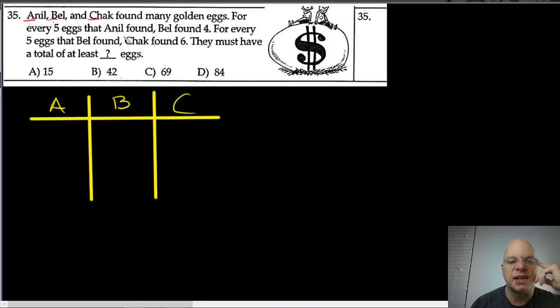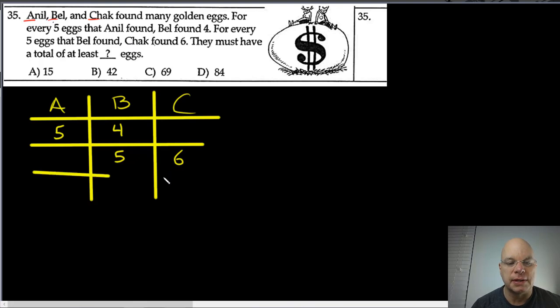For every 5 eggs that Anil found, Bell found 4. So there's a 5-to-4 ratio between Anil and Bell. For every 5 eggs that Bell found, Jack found 6, so a 5-to-6 ratio between B and C. They must have found a total of at least how many eggs?